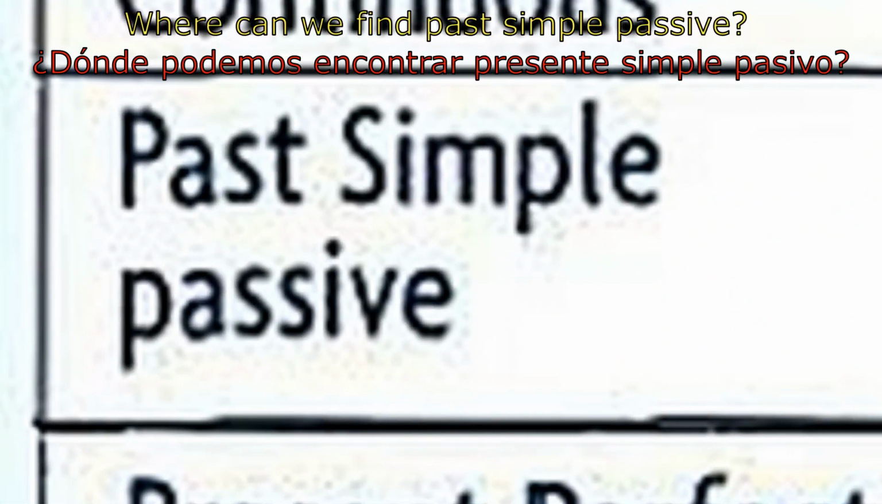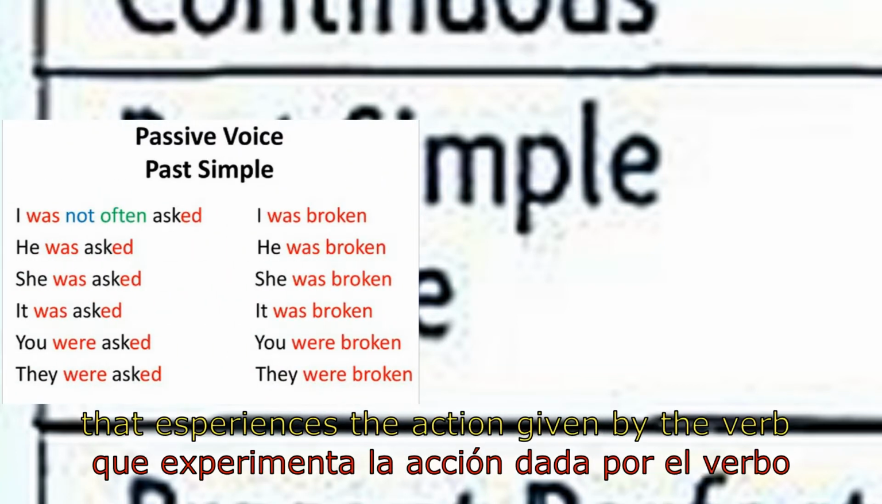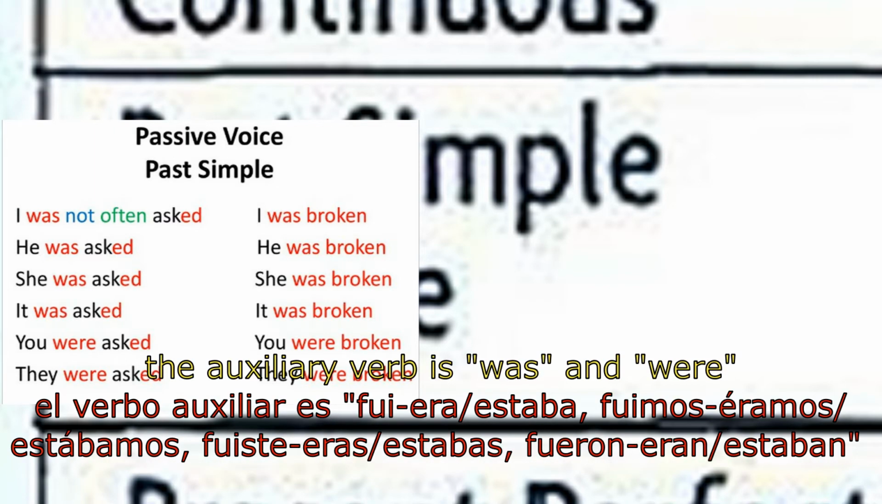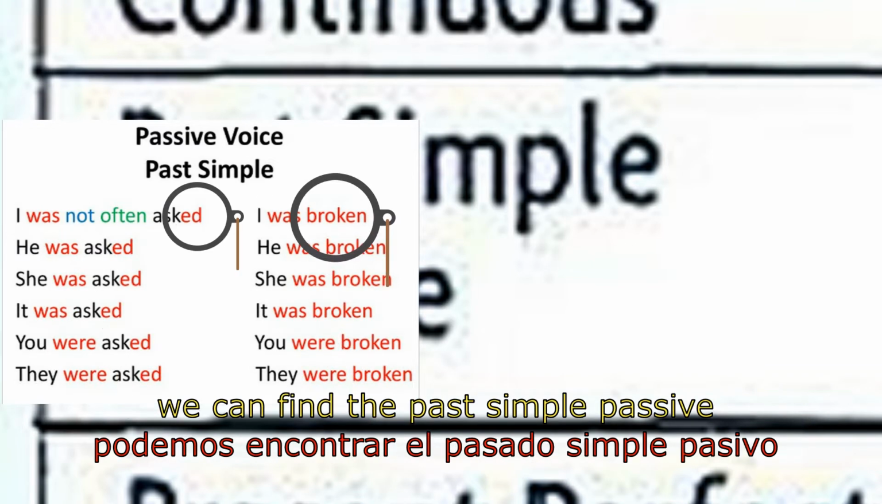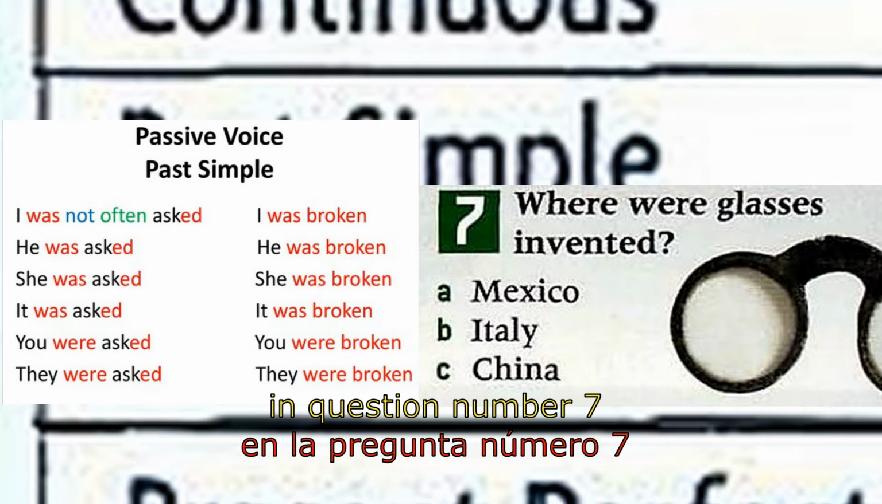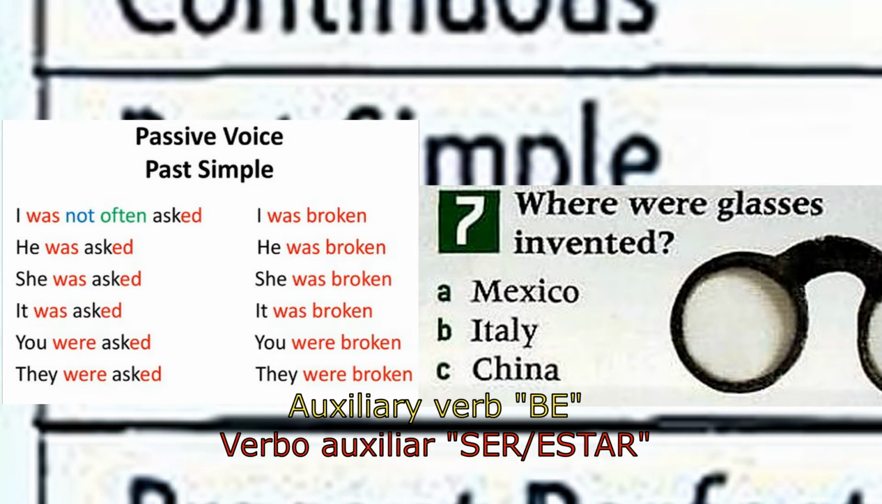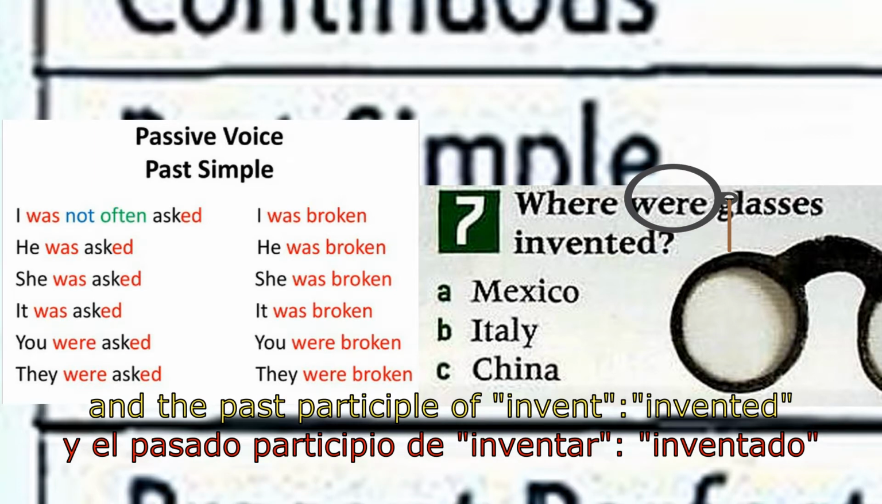Where can we find past simple passive? Like in present, the past simple passive has a person or thing that experiences the action given by the verb. The auxiliary verb is was or were, and then we use a verb in past participle. We can find the past simple passive in question number 7: auxiliary verb be in past, were, and the past participle of invent, invented.